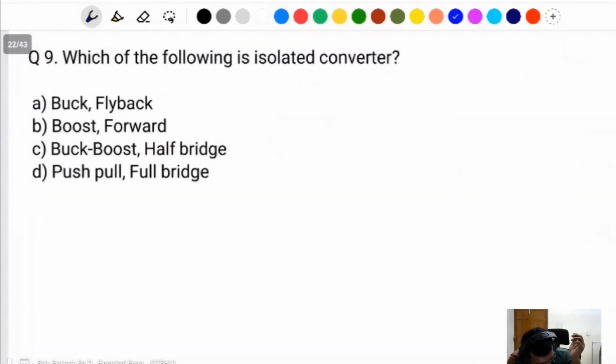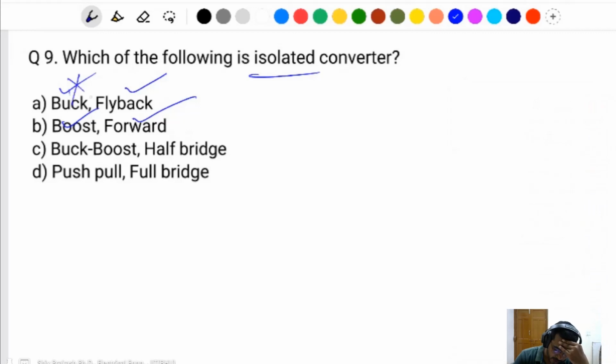Next question: which of the following is an isolated converter? Buck converter is non-isolated, flyback converter is isolated, boost converter is non-isolated, forward converter will be isolated. Buck-boost converter is not isolated, half bridge converter is isolated, push-pull is isolated, full bridge also isolated. D option is correct.